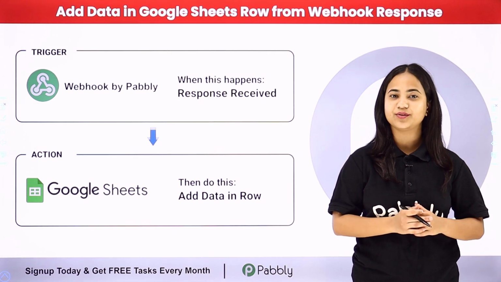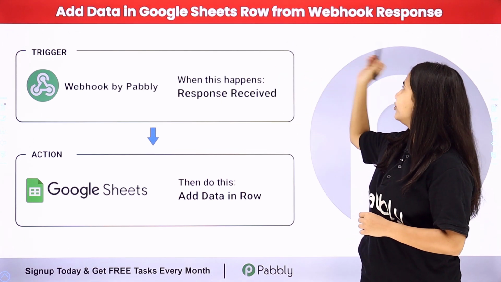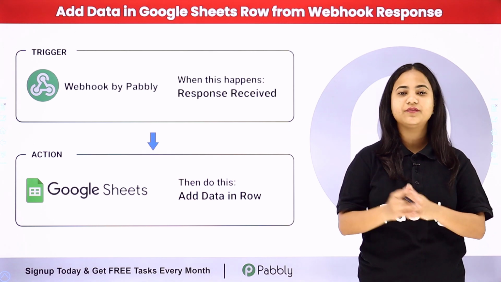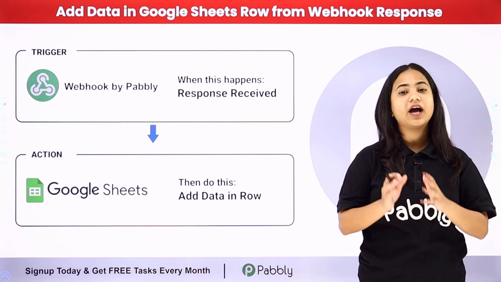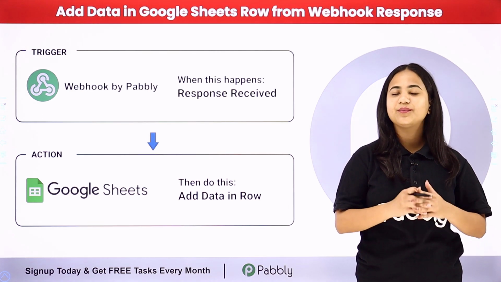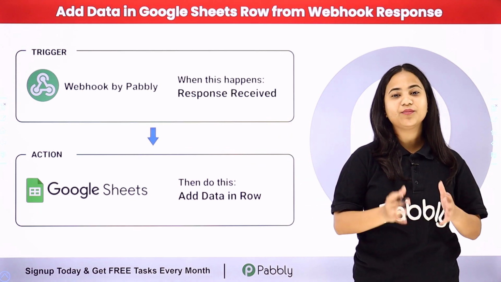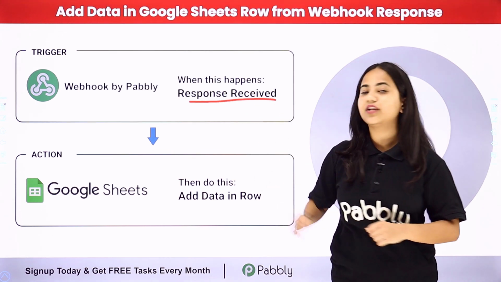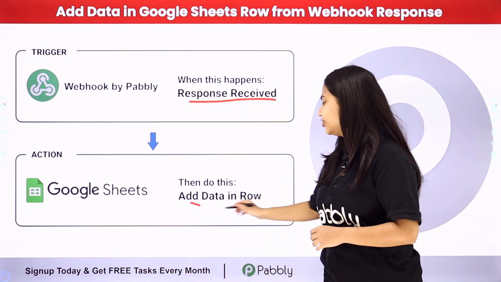Today in this video we are going to see how to add data in Google Sheets row from Webhook response. So I want to connect Google Sheets with a specific application which is not natively connected with Pabbly Connect, and to connect that application with Pabbly Connect, I'm going to use an amazing feature of Pabbly, which is Webhook by Pabbly. And here my objective is that whenever a new Webhook response is received, that response should automatically be added here in my Google Sheets.